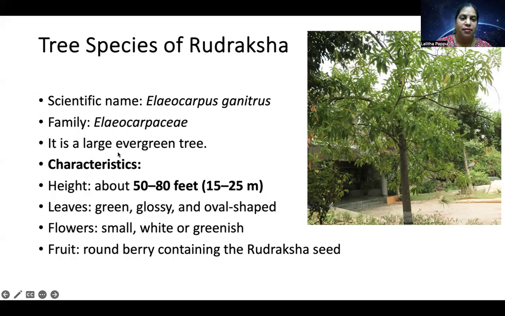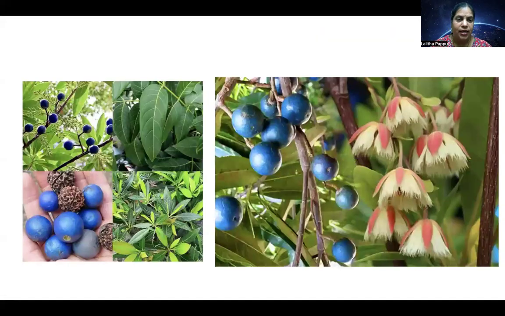So this is an evergreen tree, and the height is around 50 to 80 feet. You can see these leaves. This is how the leaves look. This is the arrangement of the leaves, and these are the flowers of the tree. And these berries that you are seeing, these are the fruits inside which you see the seed. That is the Rudraksha.